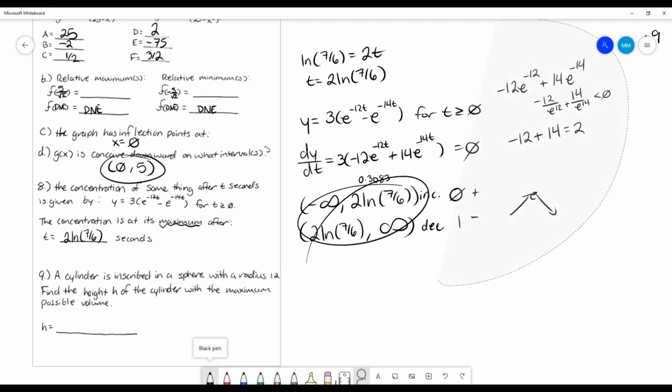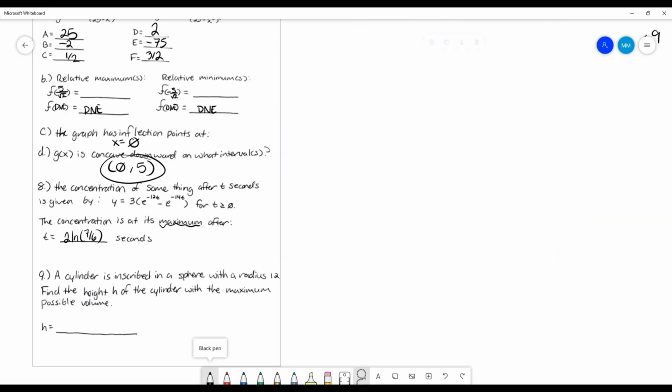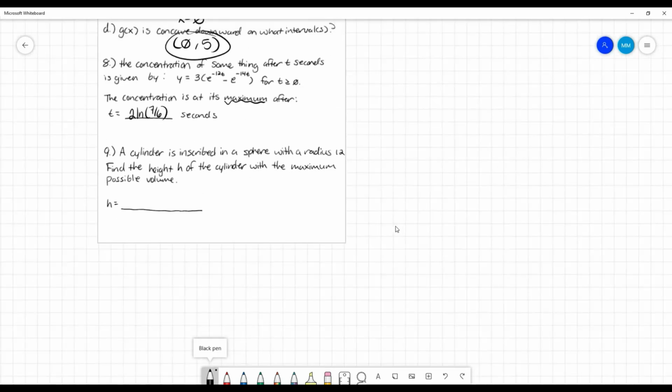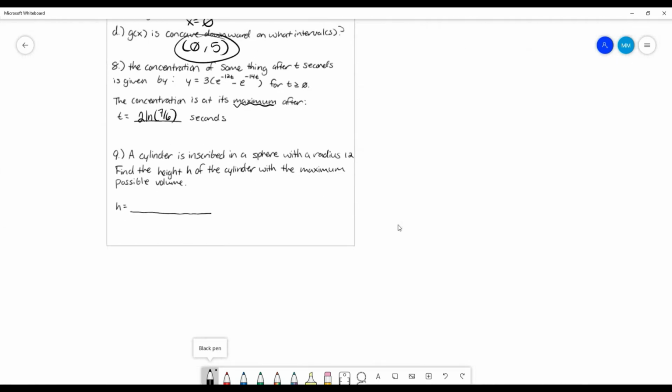Okay, one last question left. This one's a little bit of a tricky one, but it's not too bad once you understand it. So it says, a cylinder is inscribed in a sphere with a radius 12. Find the height h of the cylinder with the maximum possible volume. Volume. Maximum possible volume.